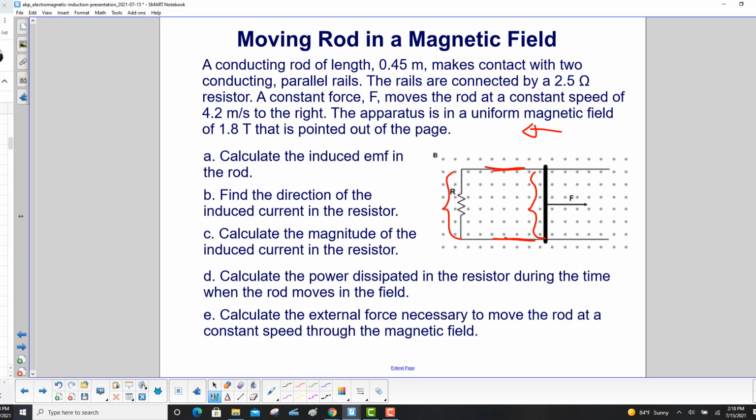A. Calculate the induced EMF in the rod. B. Find the direction of the induced current in the resistor. C. Calculate the magnitude of the induced current in the resistor. D. Calculate the power dissipated in the resistor during the time when the rod moves in the field. And finally, E. Calculate the external force necessary to move the rod at a constant speed through the magnetic field.